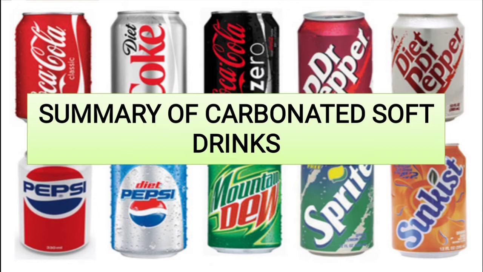Today, in this lecture, we will study the summary of carbonated soft drinks. Till now, we have covered everything related to carbonated soft drinks. We have also covered the ingredients used in the manufacturing of carbonated soft drinks. We have already covered the standards, for example BIS, FSSAI, HACCP, and why they are used in the food industry. We have covered everything. So this is a quick summary of the whole thing that we have covered in our lectures. So let's get started with the topic.